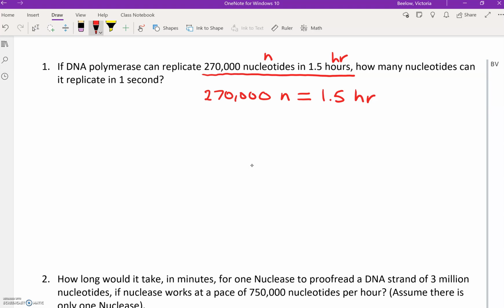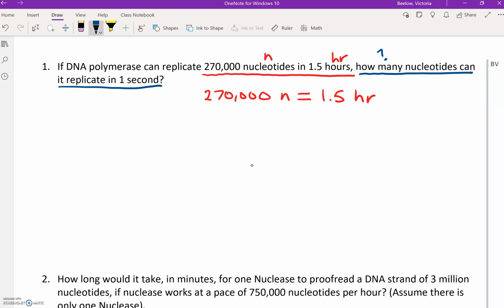So now I'm going to continue reading the rest of my sentence here. It says, how many nucleotides can it replicate in 1 second? So it's saying how many. Well, you don't know how many. That's what you're trying to figure out. So that's what we want our answer in.